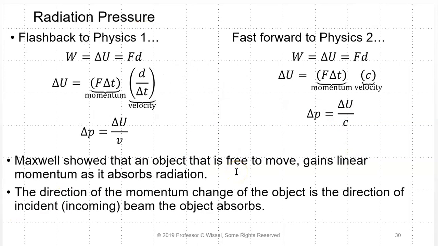Okay, now light can exert pressure on stuff. We don't think of that because the pressure is relatively small. It can also cause an object that it shines on to change momentum because it exerts a force, believe it or not. So we're going to flash back to physics for a second.